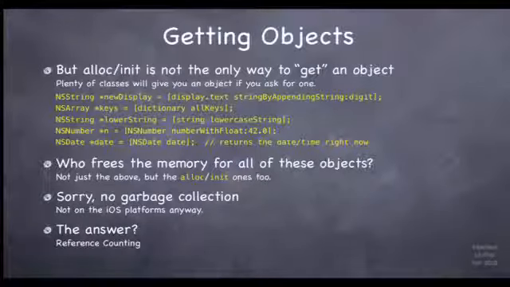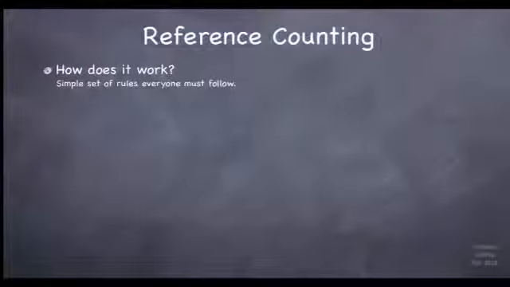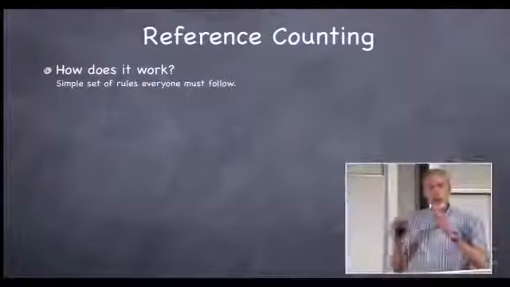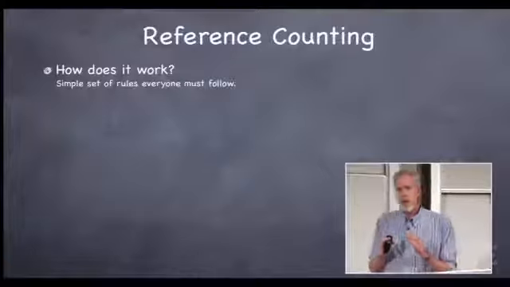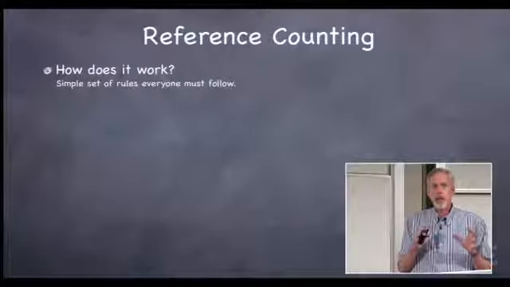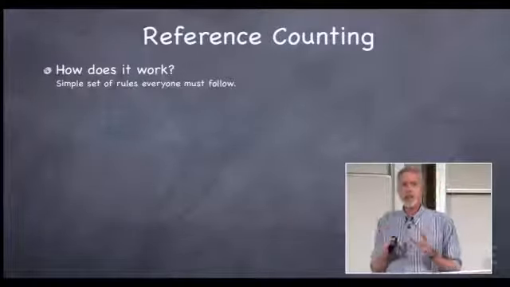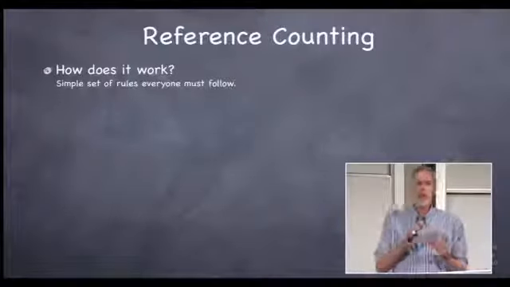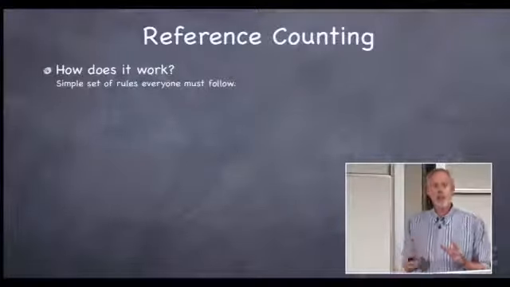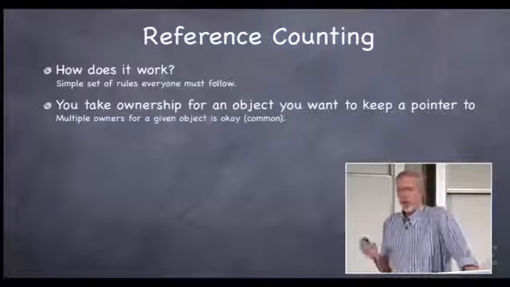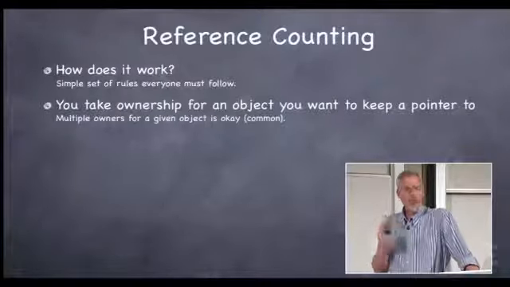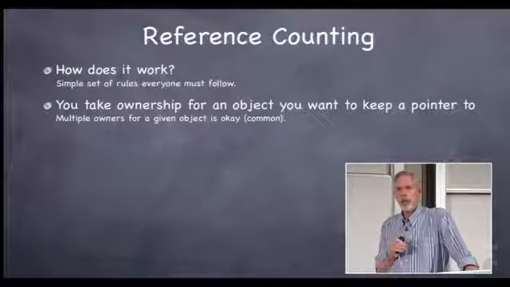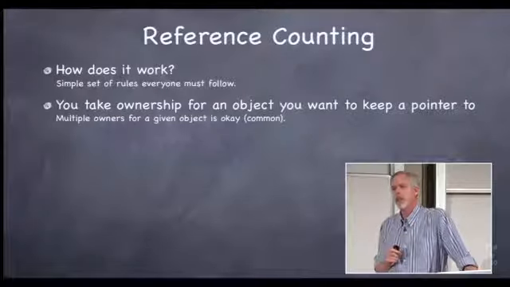So what is the answer? Reference counting, okay? We're going to reference count these objects, and that's how we're going to know when to free them. So how does that work, reference counting? It's basically a simple set of rules that everyone has to follow, and if everyone follows it, then everyone will be happy. But we all have to work together on this one, okay, inside of our code. All our methods, all our objects have to agree and do this the same way for this to work. The main rule is that you have to take ownership of an object if you want to keep a pointer to it. All right?